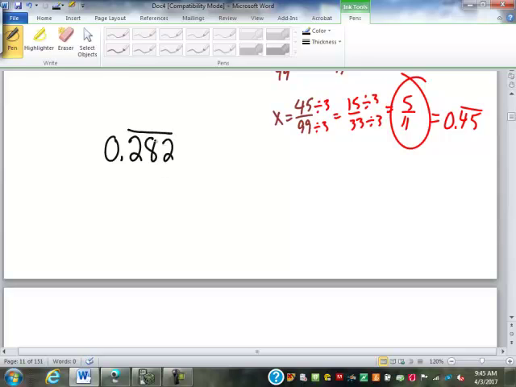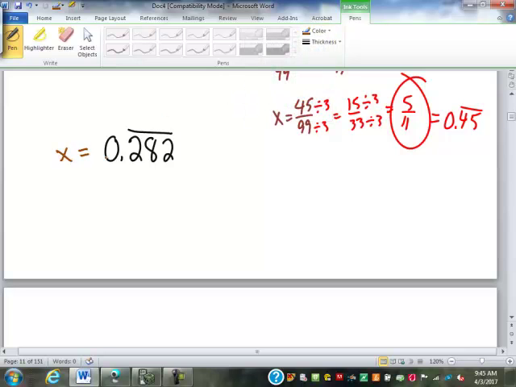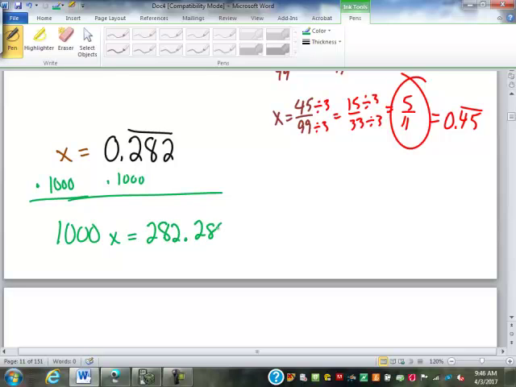What if I have 0.282 repeating? It's going to be 1,000 we're going to use, exactly. So I'm going to let x equal that. And it's 3 digits that repeat, so I'm going to multiply by 1,000. So this is going to be 1,000x equals 282.282 repeating.